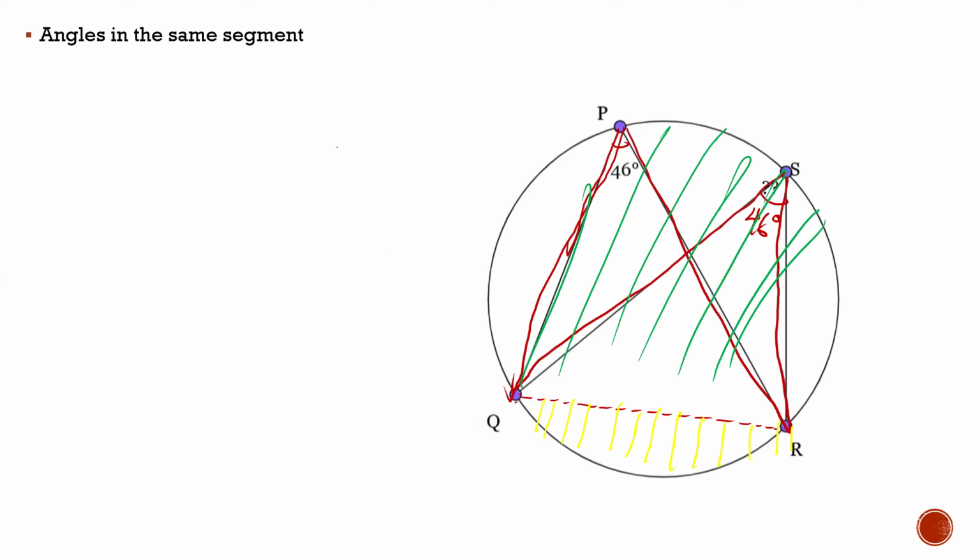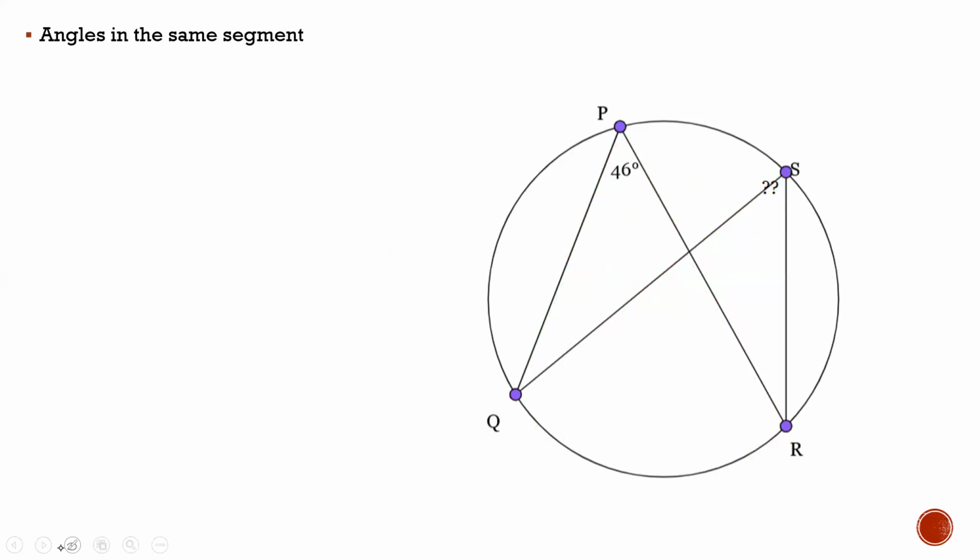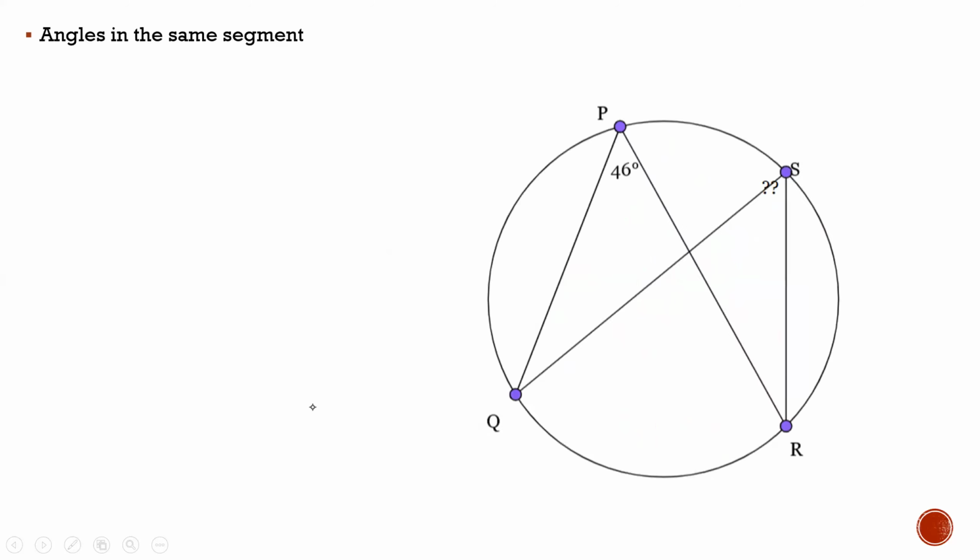All right, let me just go through it again. These two angles, if you trace this angle down, you can see it's going to point Q and point R. So they are subtended by the same arc. This is QR. Let's go to this other angle here. Trace it down. The same arc. They are subtended by the same arc.